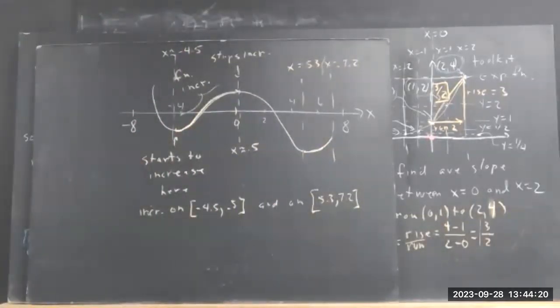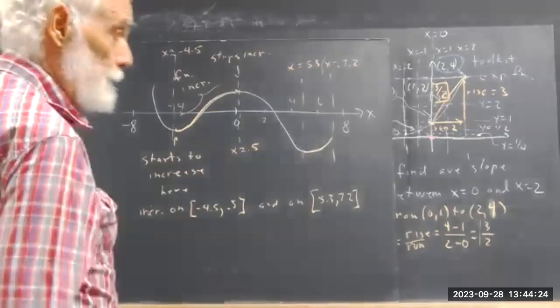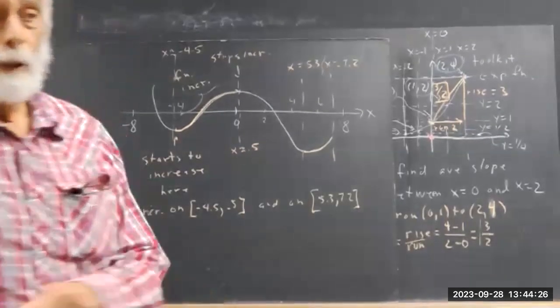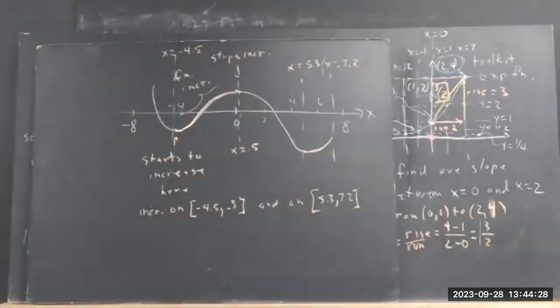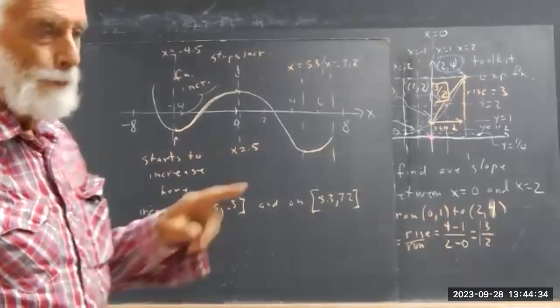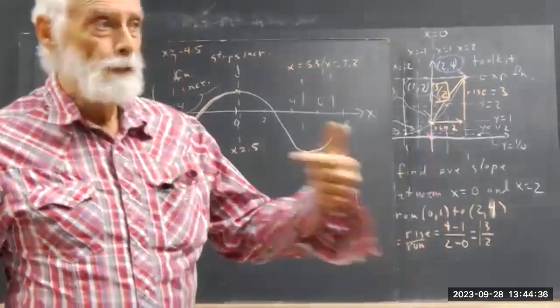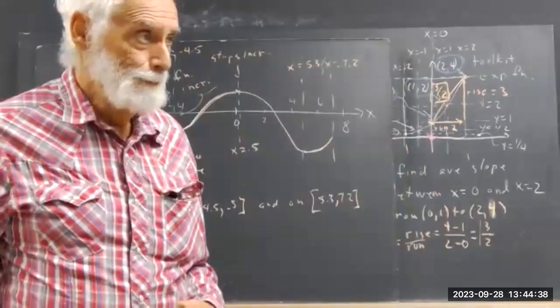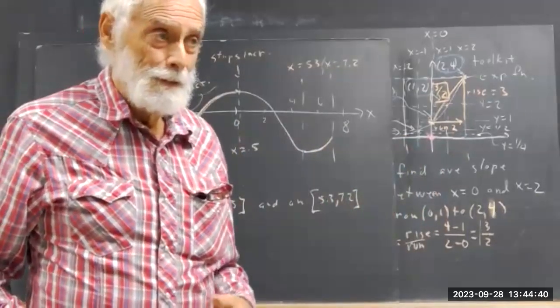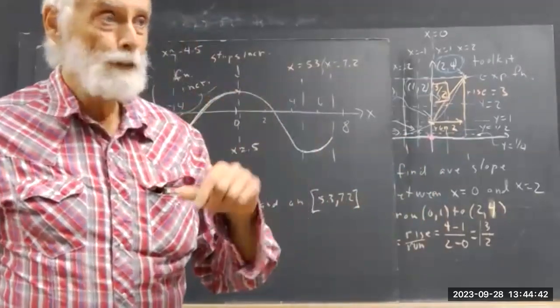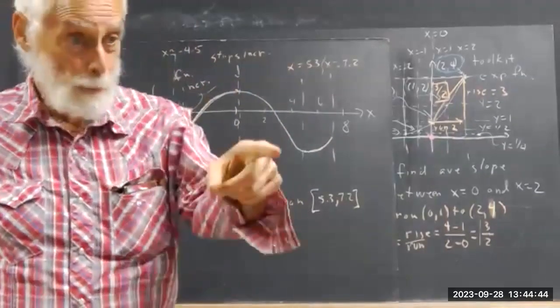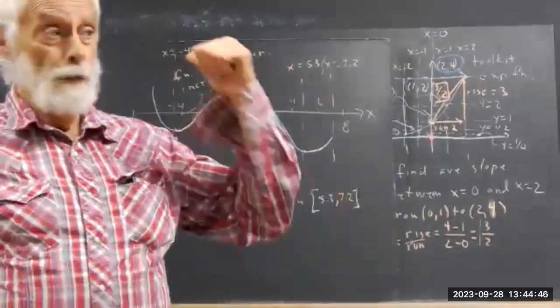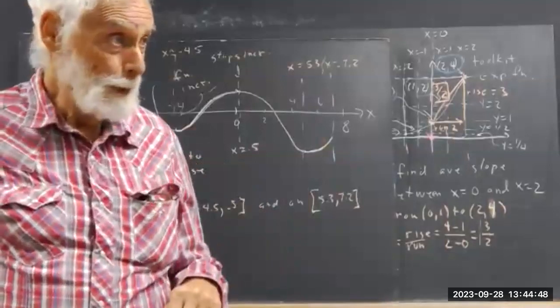Where does this function reach a relative maximum? By a relative maximum, I mean a point where if you move to the right, it decreases. If you move to the left, it decreases. Like the top of the hill. If you're at the top of the hill, if you move that way, you're going to go downhill. If you move that way, you're going to go downhill.